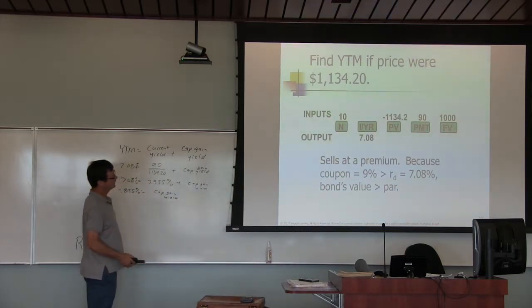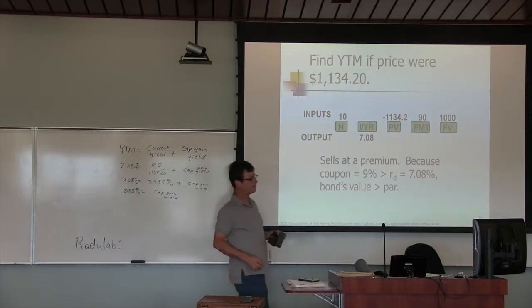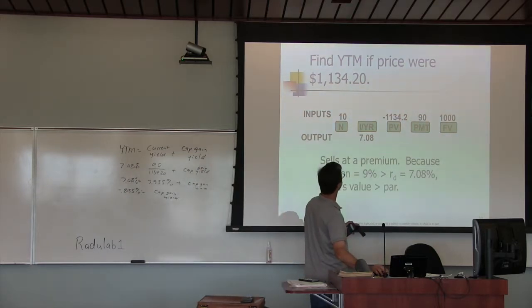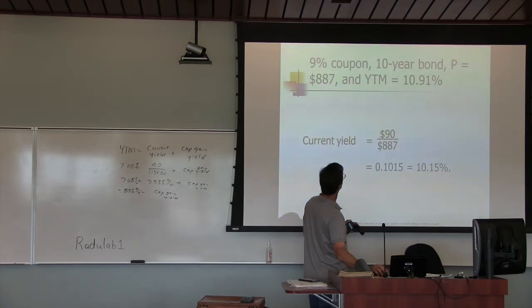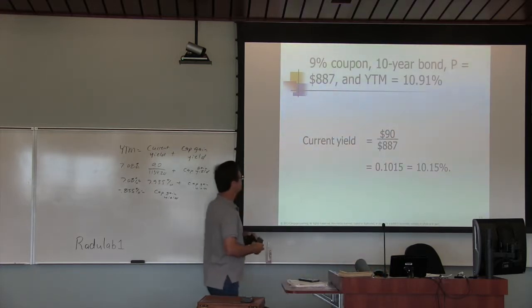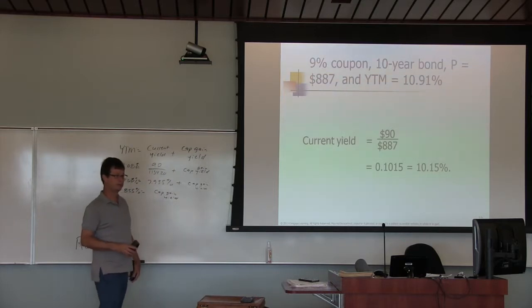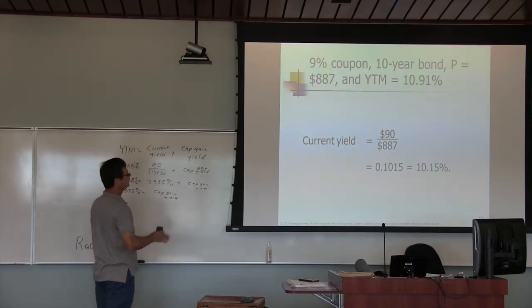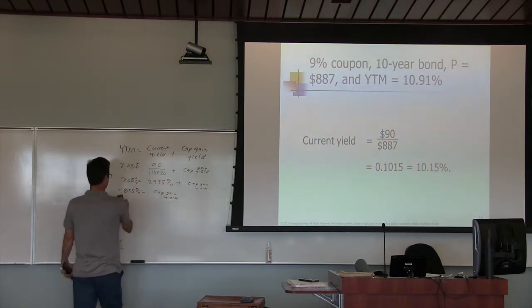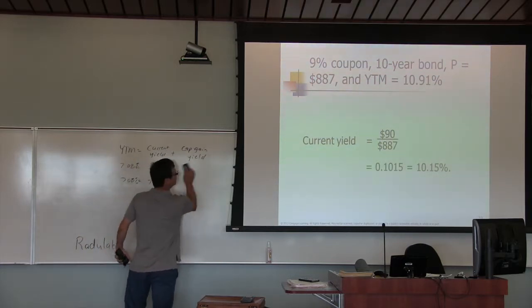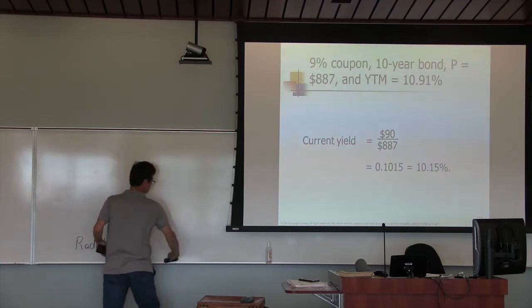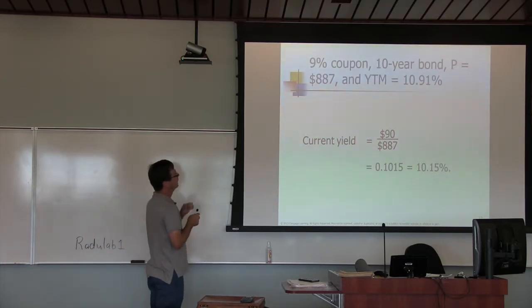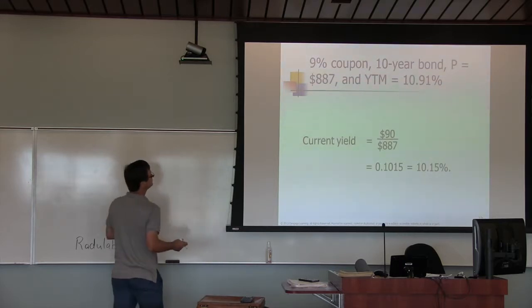Let's just go ahead and do that then, all right? I'm doing this on the fly here, so it'll take me a minute to make sure I don't mess anything up, right? But let's go ahead and look at this example right here, okay? With the 9% coupon, 10-year bond.